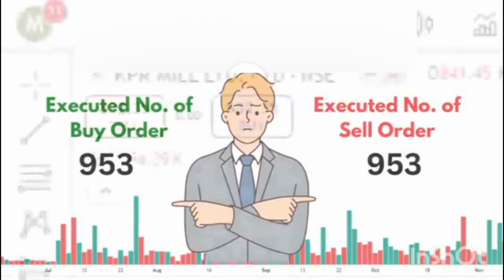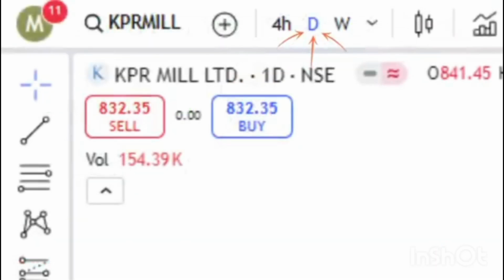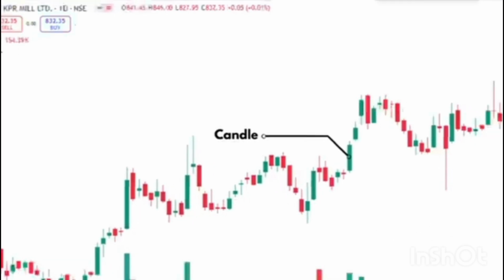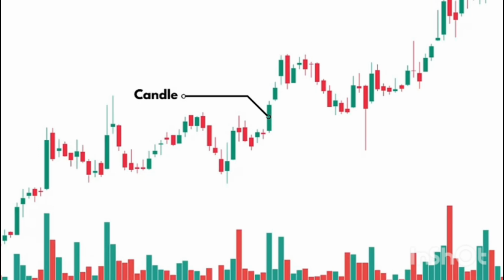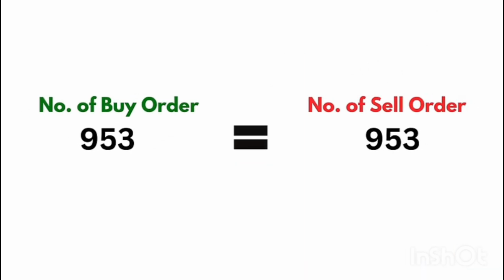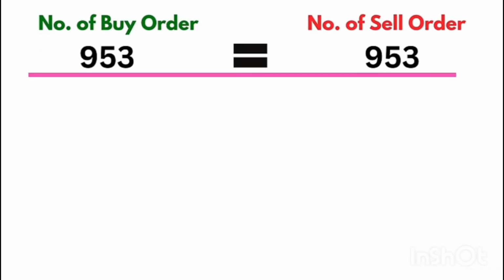Volume tells us how many buy and sell orders were executed during a particular period of time. For example, if we're looking at a one-day time frame, each candle tells us where the market opened, where it closed, how high it went, and how low it went during that trading day. Below each candle, you'll see the volume bar, which shows the total quantity of shares traded that day. Keep in mind that executed buy and sell orders are always equal.